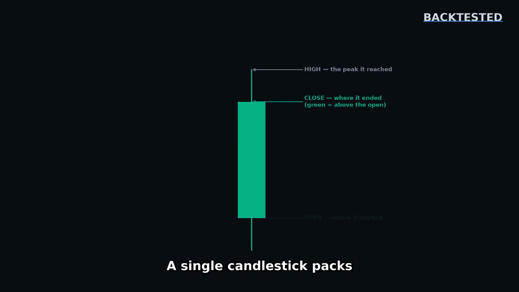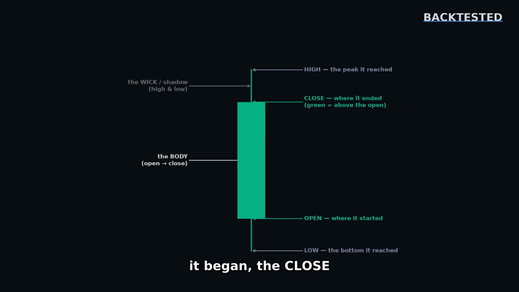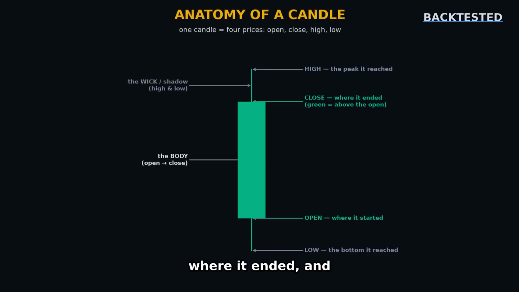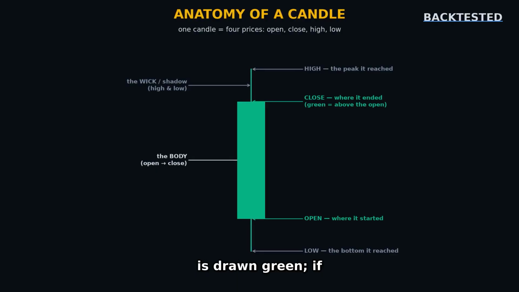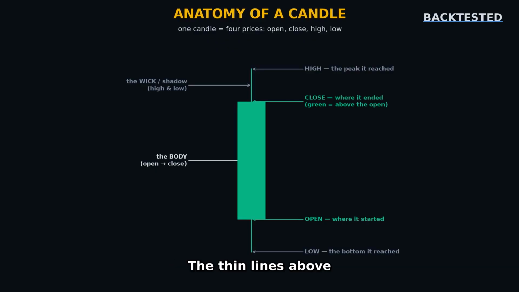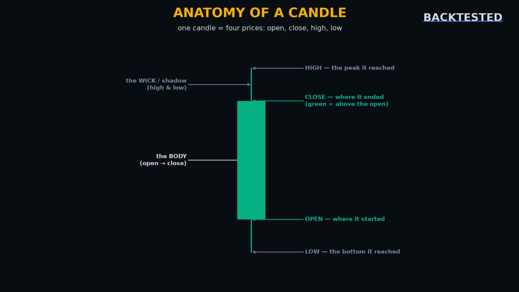A single candlestick packs 4 prices into one shape: the open, where it began, the close, where it ended, and the high and low reached in between. If it closed higher than it opened, it is drawn green. If lower, red. The thick part, the body, is the distance between open and close. The thin lines above and below, the wicks or shadows, stretch up to the high and down to the low. That is the whole vocabulary.